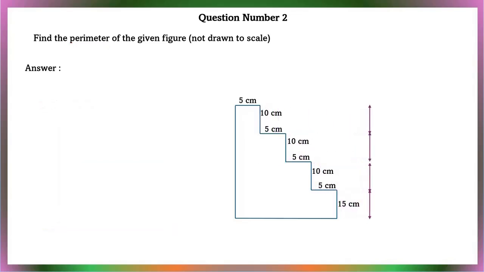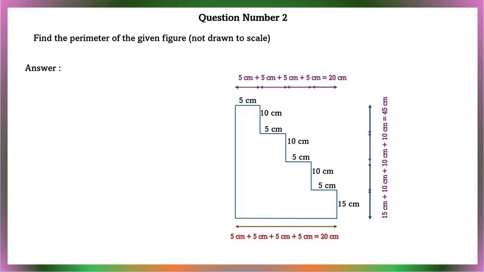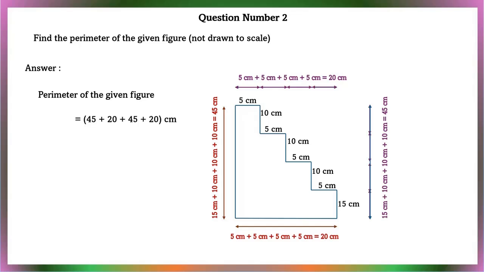First, let us add up all the lengths, that is 45 centimeters. Now let us add up all the breadths, that is 20 centimeters. And since it's a rectangle, the opposite sides are equal. Now the perimeter of the given figure is equal to the sum of all of its sides, that is 130 centimeters.